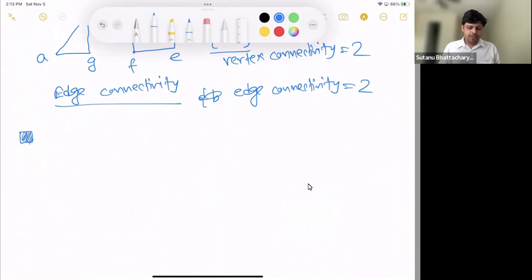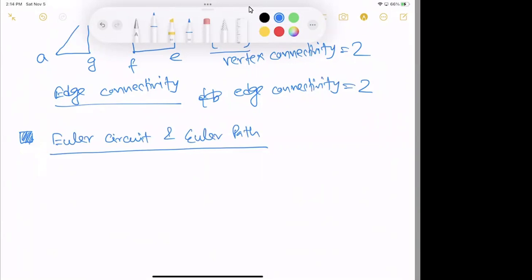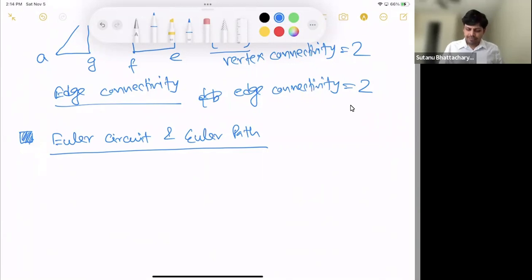Now we'll talk about two important, very popular graphs. One is called Euler circuit and Euler path. Okay, before going into these details, are there any questions? No, sir. Okay. So Euler circuit and Euler path.